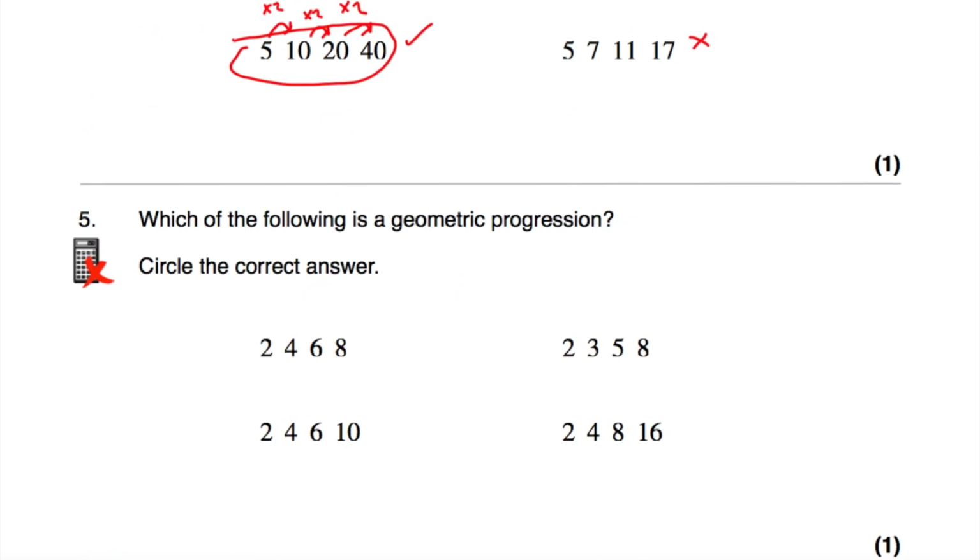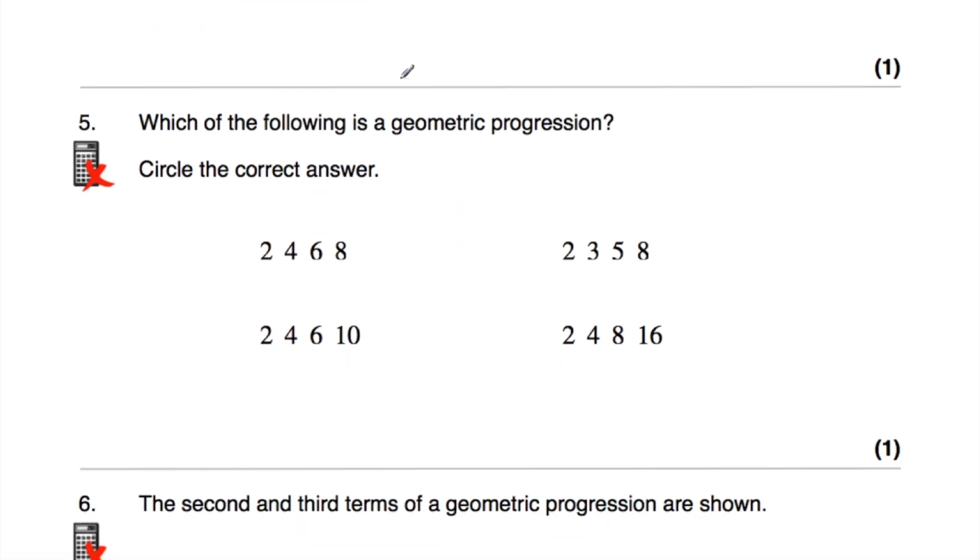Okay, let's look at our next question, question number 5. So again, we've been asked to circle the geometric progression. So which one are we multiplying by the same number each time? So 2, 4, 6, 8, we're adding 2 each time. So that's an arithmetic progression.